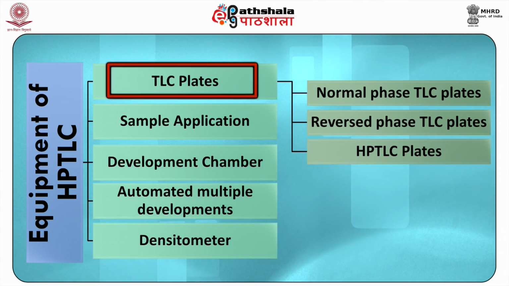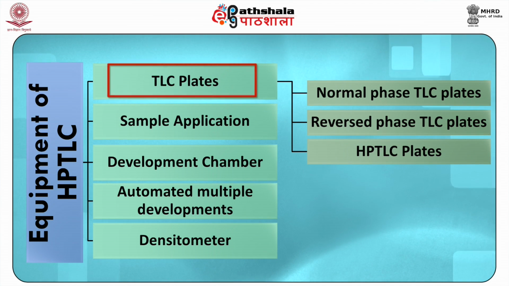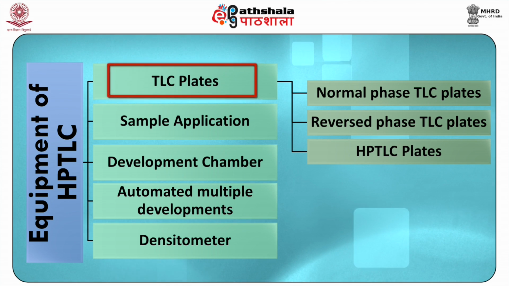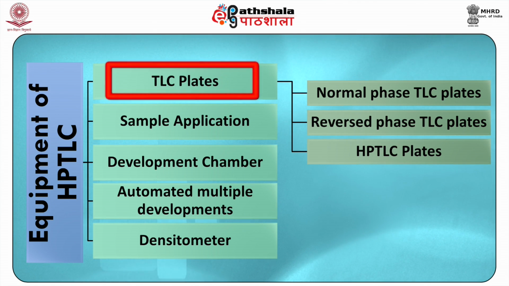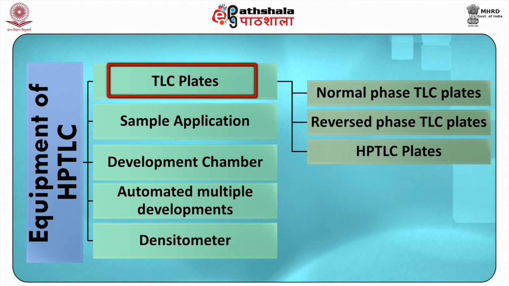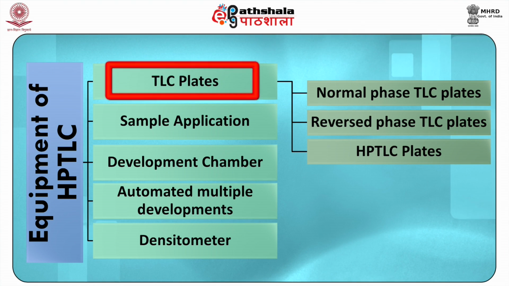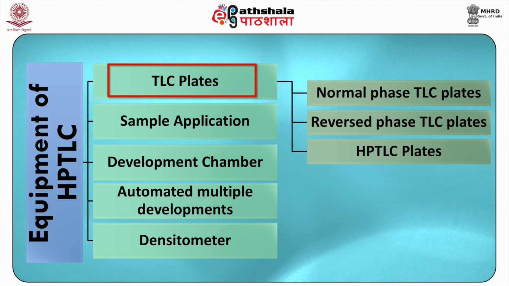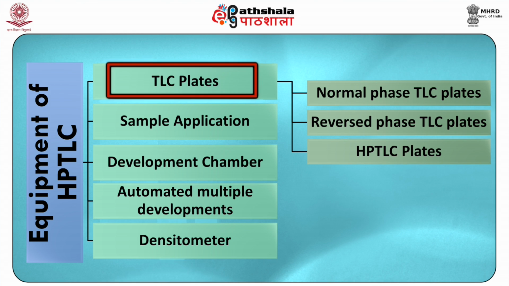First are the TLC plates, normal phase TLC plates. In normal phase TLC plates, analytes are primarily isolated as per their polarity and their solubility in the mobile phase. The chemical constituents in the normal phase TLC are silica gel with gypsum as a binder to increase the mechanical strength of the silica gel.